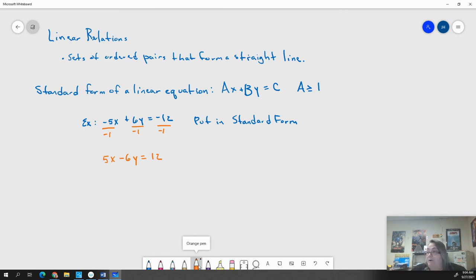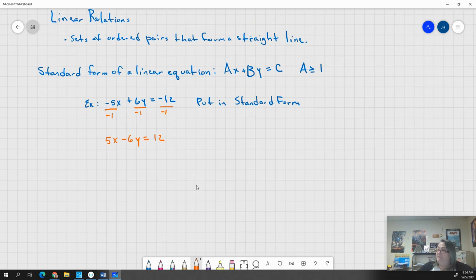I just didn't have anywhere to write the -1 on this side here, so I thought it was easier to divide. Either way, the outcome is the same, right? And so now we have this standard form of an equation.